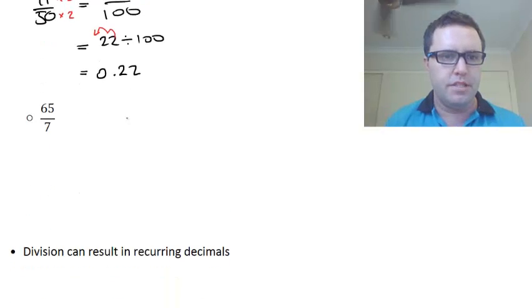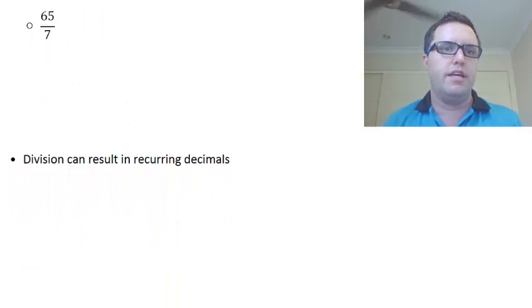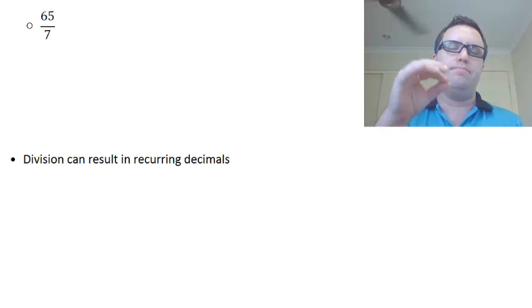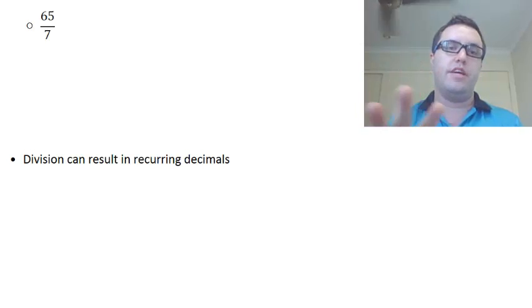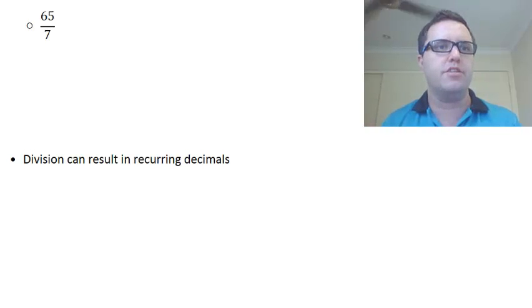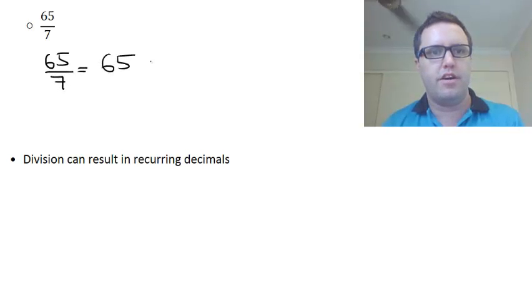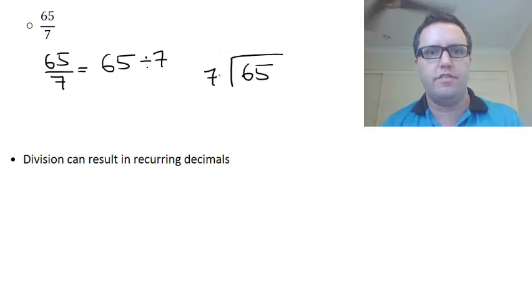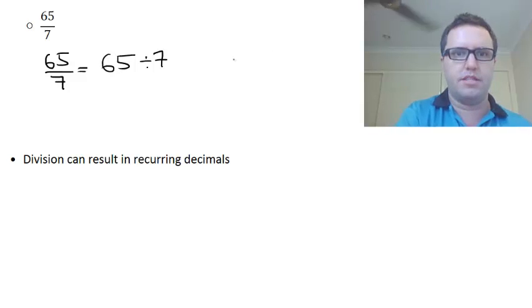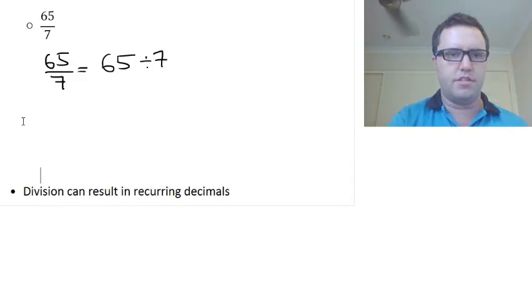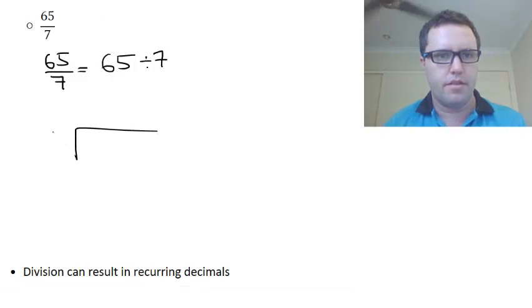Okay, this last one here is where it can't be made into a power of 10 very easily at all. If this is the case, you just need to carry out the algorithm. Okay, so since 65 over 7 is the same as 65 divided by 7, we're just going to carry that algorithm out. Actually, I've got a feeling about this where this is going to go. Just going to give myself a bit of room. So 65 divided by 7.